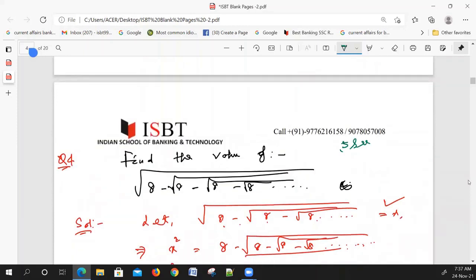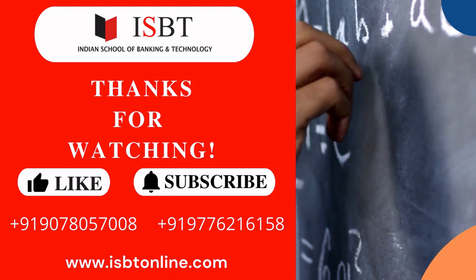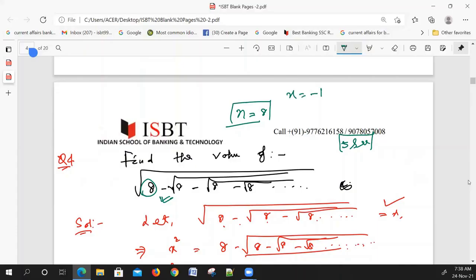You see here is 8. 8 means here n is equal to 8. So the answer should be, here the sign is negative, minus 1, then plus or minus 4n. 4n means 4 into 8 plus 1 by 2. That means minus 1, 33 by 2. If the sign is positive, it should be positive.